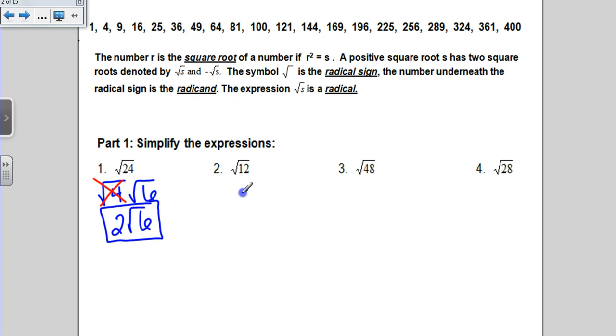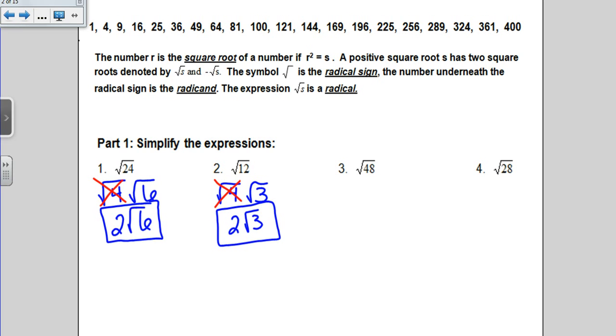So for the square root of 12, again you look at the list of perfect squares and decide who's the biggest perfect square that will divide into 12 evenly, and again that's going to be 4. So this is really the square root of 4 times the square root of 3, and we're going to rewrite the square root of 4 as a 2. So our final answer is 2 square roots of 3.